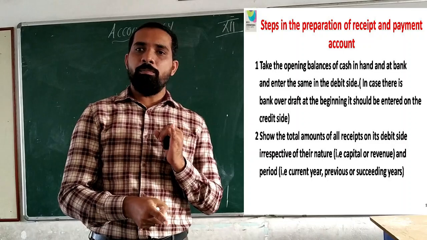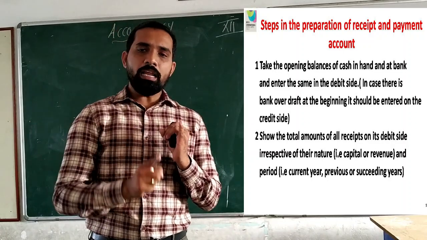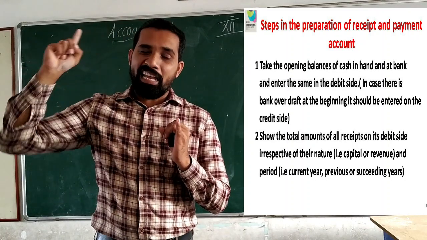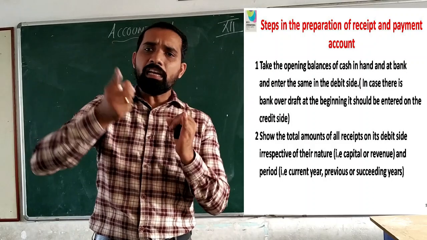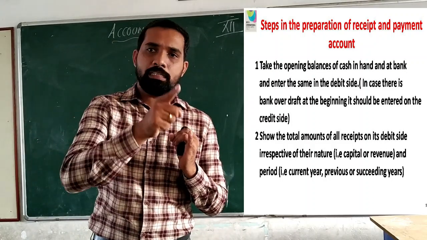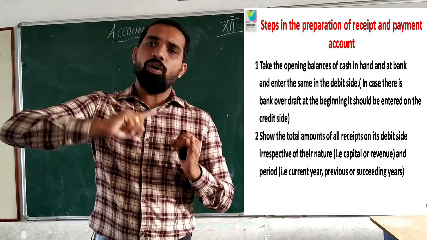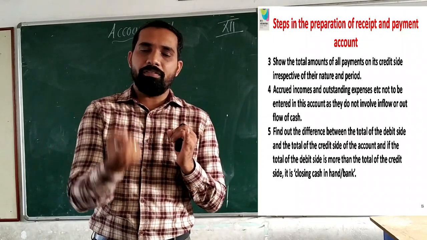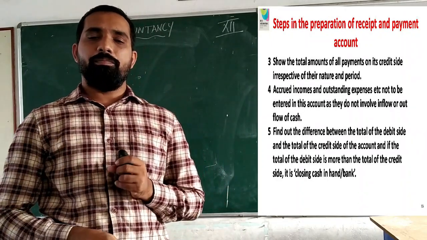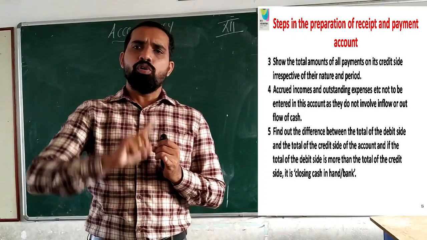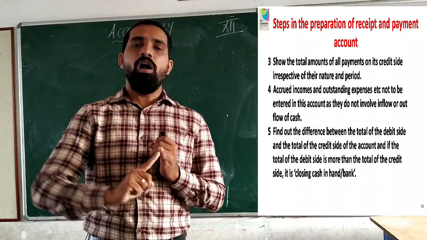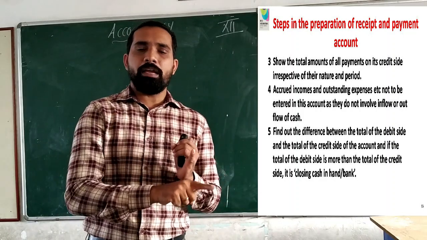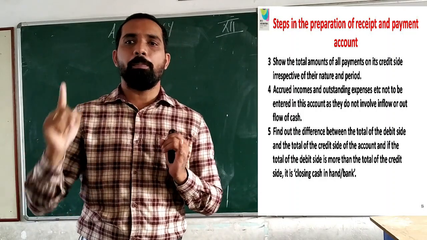Then second step, show the total amount of all receipts on its debit side, irrespective of their nature, that is capital or revenue, and period, that is current year, previous year and succeeding year. And the third step, show the amount of all payments on its credit side, irrespective of their nature and period.